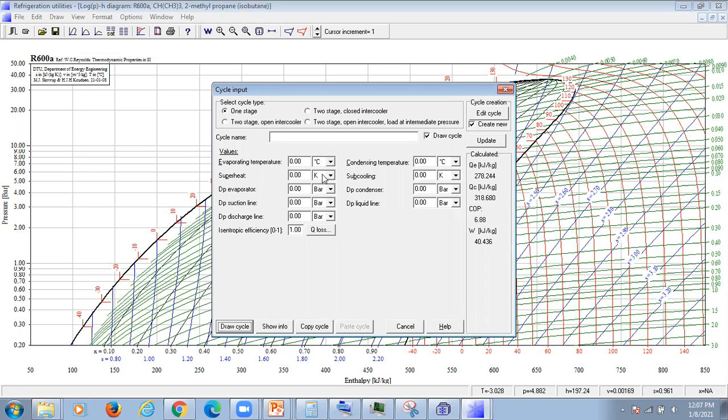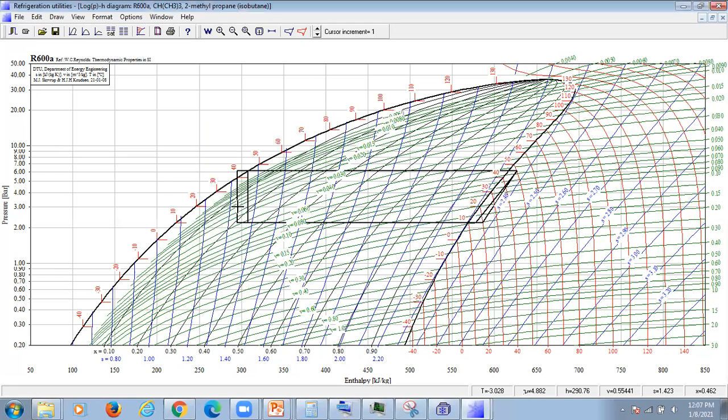Again 10, same like previous. Condenser 45. Superheat 5. Subcooling 5. Isentropic efficiency I will put 0.8. Okay, draw cycle. This is the cycle. Okay, isentropic efficiency 0.8.